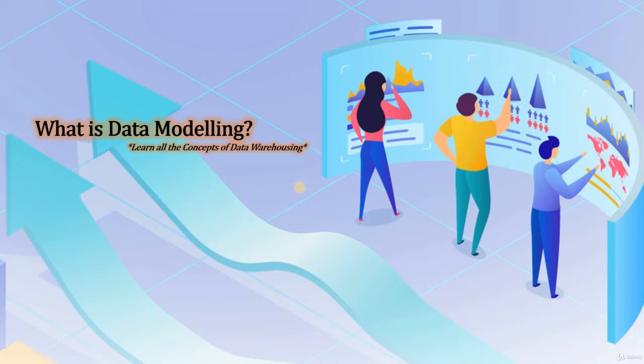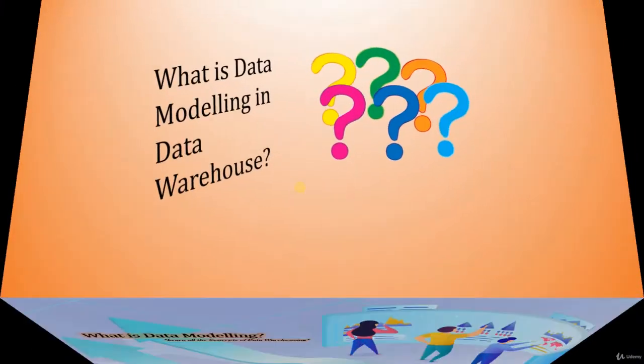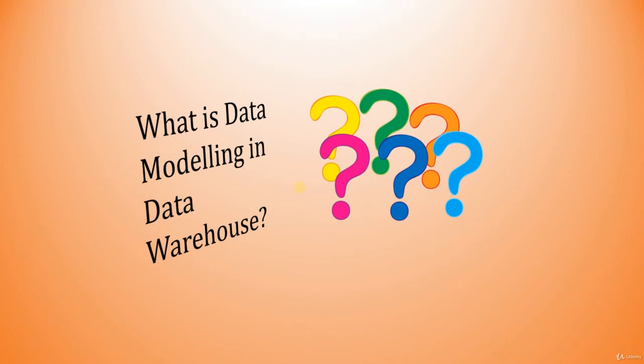concept within data warehouse. So this data modeling is also called as the DNA of the data warehouse. So then what is data modeling in data warehouse? It is a process of creating a data model for the data to be stored in a database.